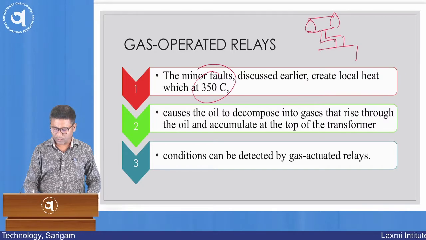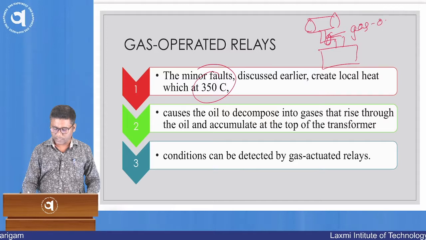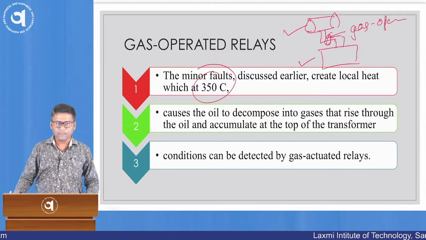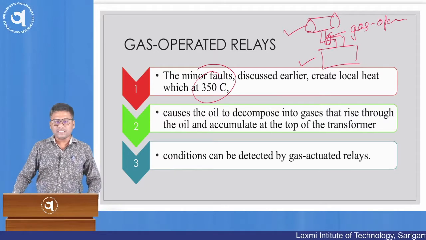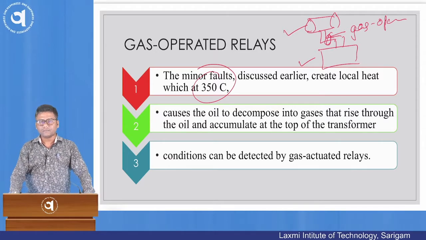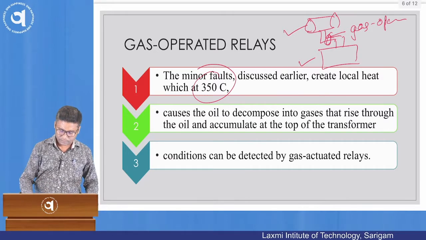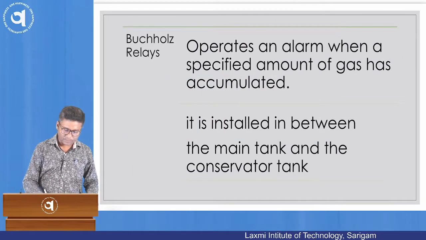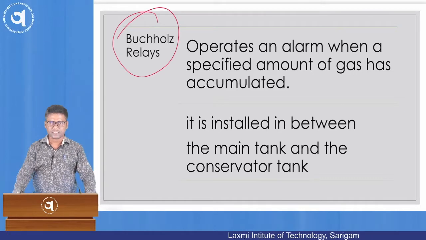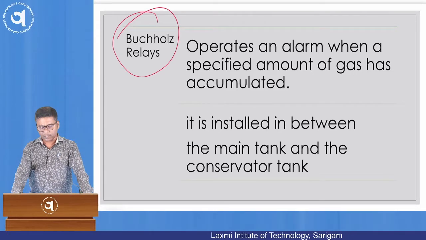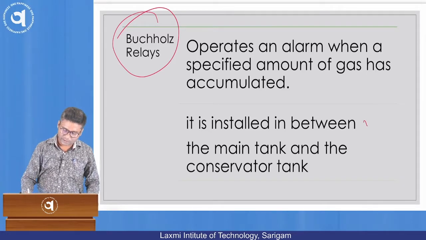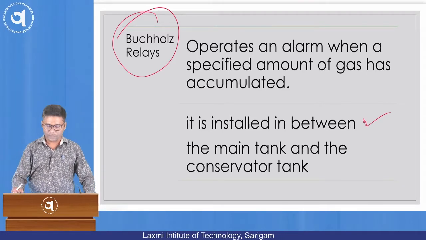Now, between this conservator tank like this and the transformer, in the piping between them, we have a gas operated relay. We generally locate the gas operated relay between these two major parts of the transformer, and this relay detects this particular condition. The name of the relay which we are going to discuss is the Buchholz relay. It has two conditions. It generally provides an alarm when a specific amount of gas has accumulated. As I already discussed, it is installed between the main tank and the conservator tank of the transformer.